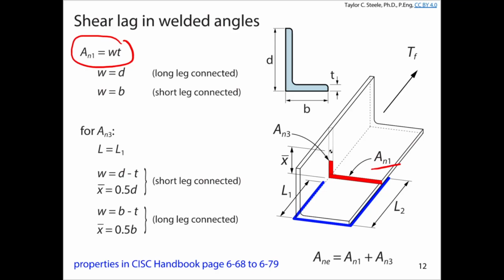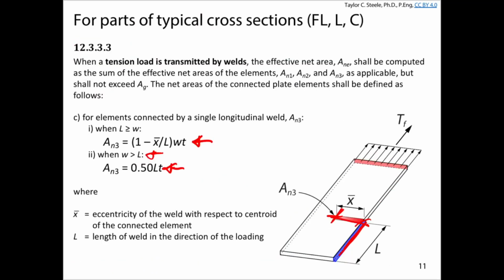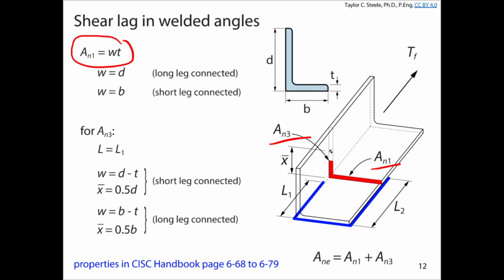And then this outstanding leg here would be an AN3. This is basically a flat bar that is connected just by one longitudinal weld on the edge. So we can treat it as this part, and we can say we have AN1 plus AN3. In this case, we don't have any specific AN2s, so AN2 might just be 0 because we don't have any one component of this cross-section connected by two longitudinal welds only. We've got one that has a transverse weld, one that has a single longitudinal weld. And for this one, we'd say L is equal to L1, the length of the weld at that edge, and W is D minus T.